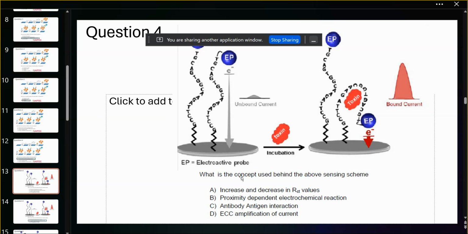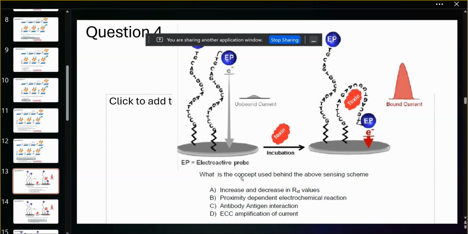So here, first we have an electroactive probe, and then we are incubating it with the toxin. Because of the toxin, the electroactive probe is coming near to the surface, which is leading to an increase in the current that is flowing. So this is the entire concept of the sensor. They are asking what is the concept used: increase and decrease in the RCT value, proximity dependent electrochemical reaction, antibody antigen reaction, or ECC amplification of current.